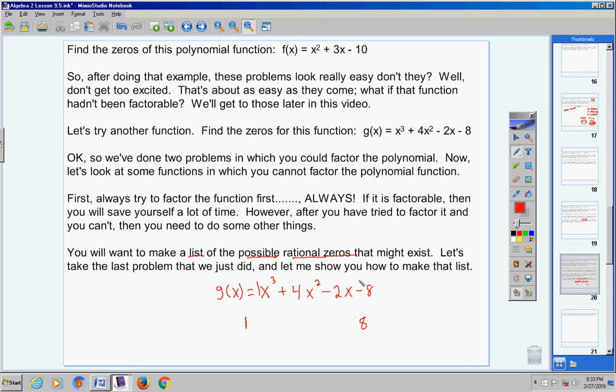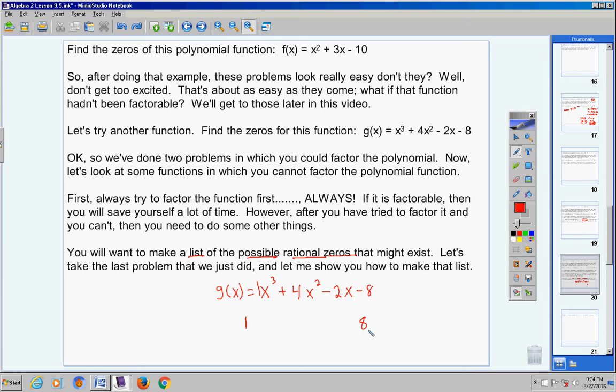Don't worry about the signs. The signs do not matter. I will show you why later. So is everybody with me? Take your lead coefficient, write it here. Everyone can do that. Take your constant term, write it here.